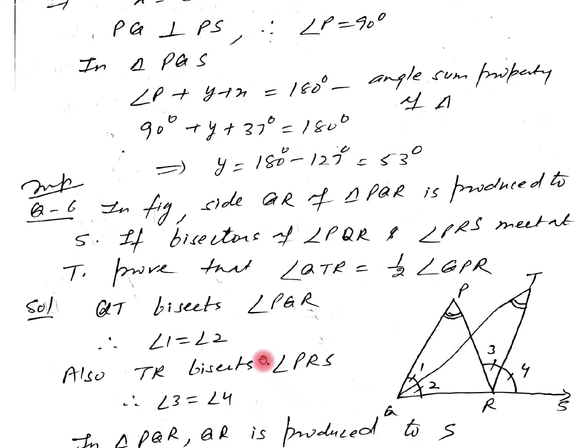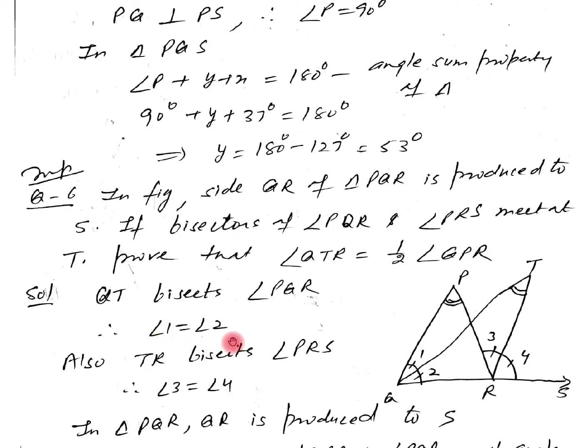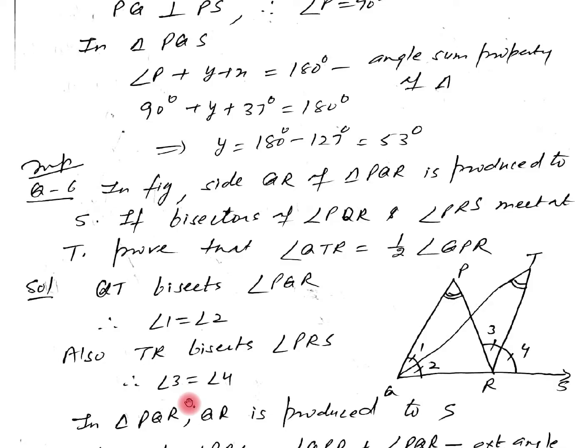The first thing, it is given that the bisectors of angle PQR and PRS meet at the point T. So now QT bisects angle PQR. Therefore we can write angle 1 equal to angle 2. Similarly TR bisects angle PRS, so I can write angle 3 equal to angle 4. And now equal angles can be shown like this. It means angle 1 equals angle 2, angle 3 equals angle 4.